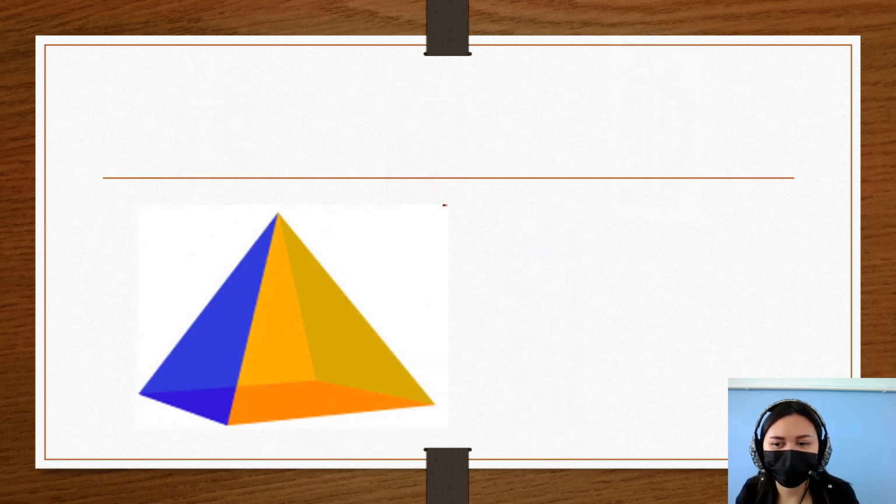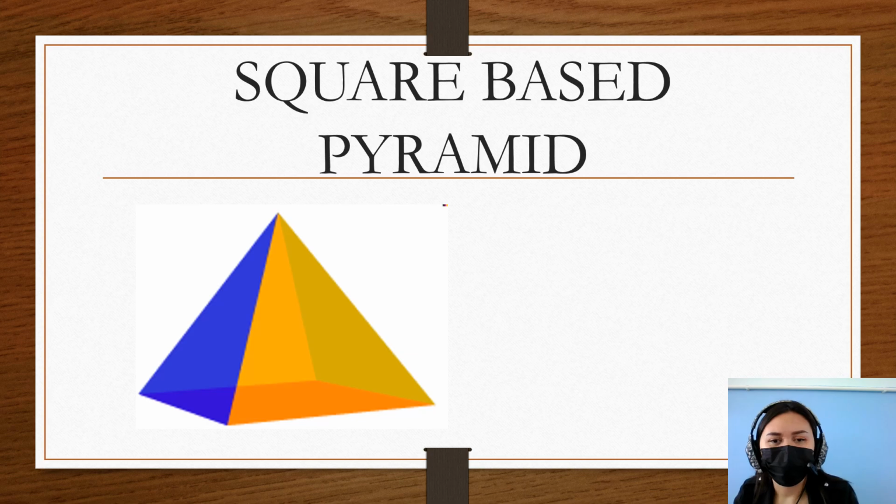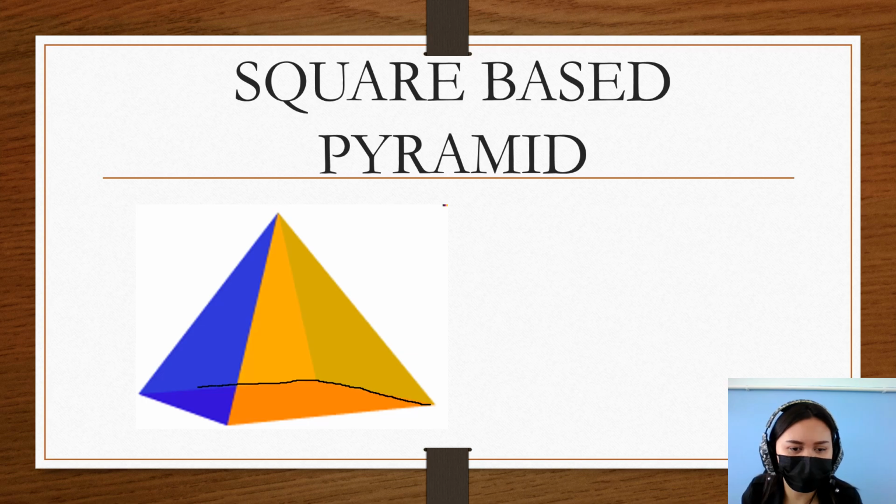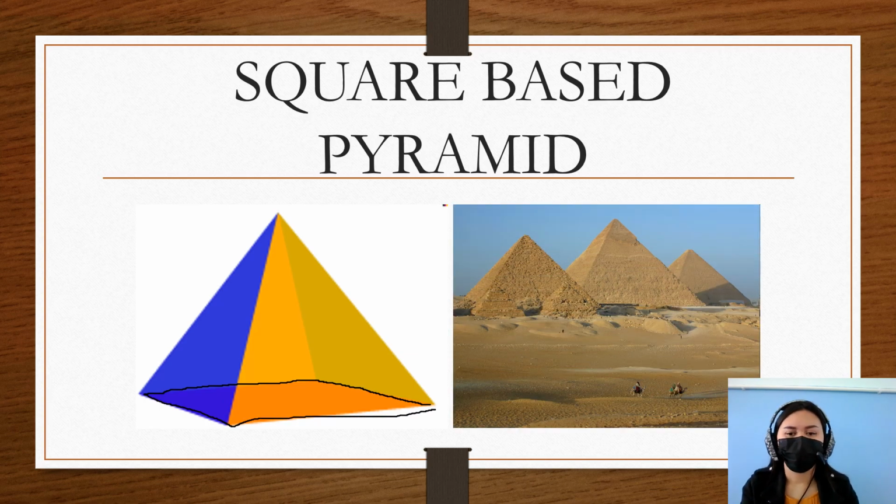How about this shape? Oh, so it's a square base pyramid. We can say it's a square base pyramid because the base of this shape is square. Like this. Oh, what place is that? Where is it? I think it's in Egypt.